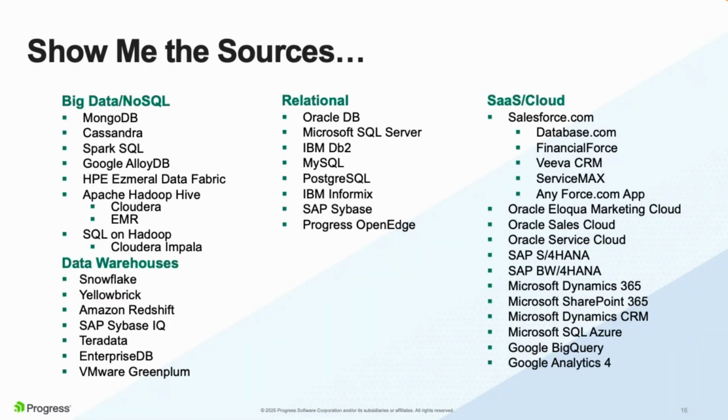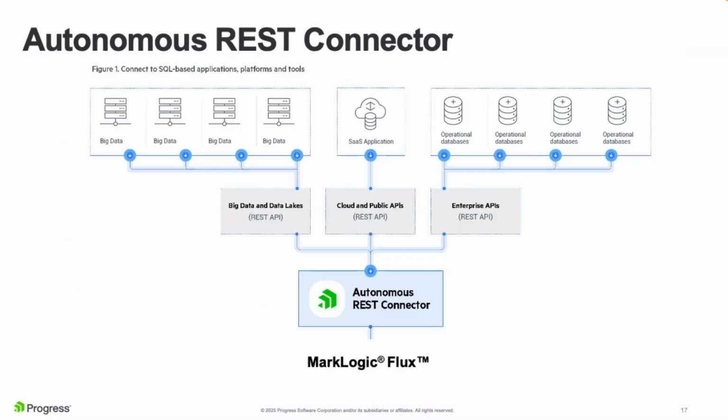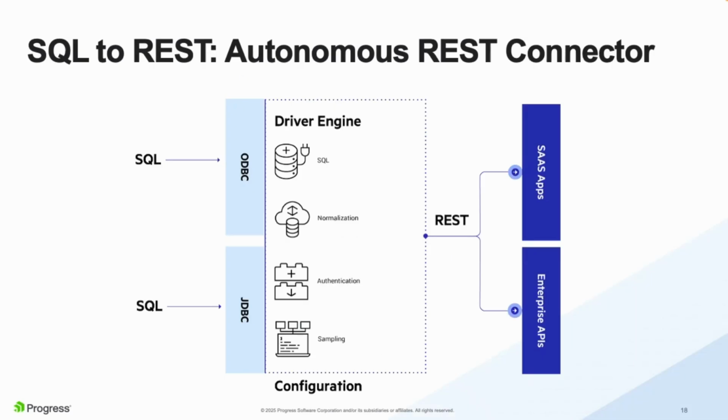So we have a solution for that. That's what we call our autonomous REST connector. This is a standalone JDBC or ODBC driver that knows how to sample the data that's coming back from the REST API, JSON or XML, and can build out, by normalization, a schema map to that data source. So we can understand the JSON that comes back, whether it's an array or a nested array, and from that create a relational model on top of that.